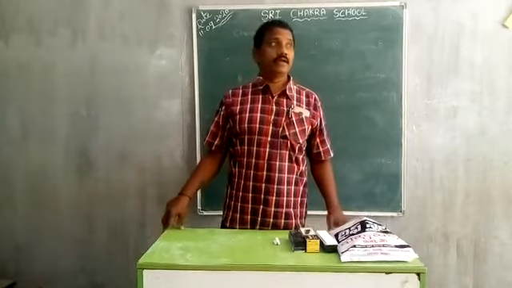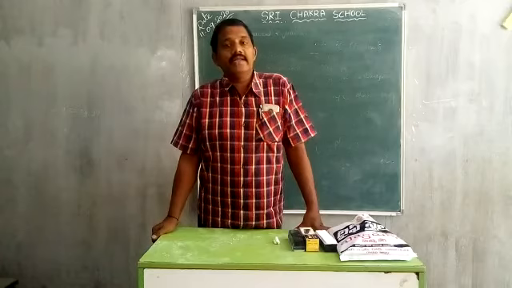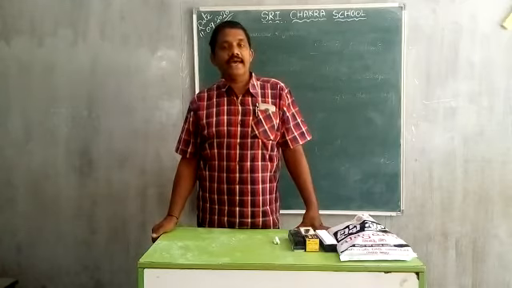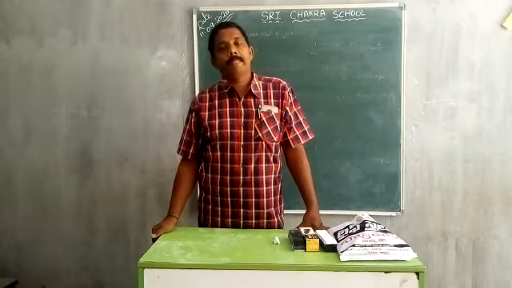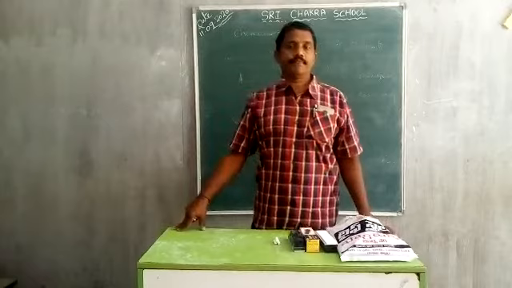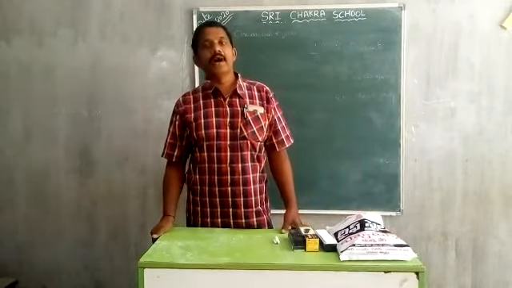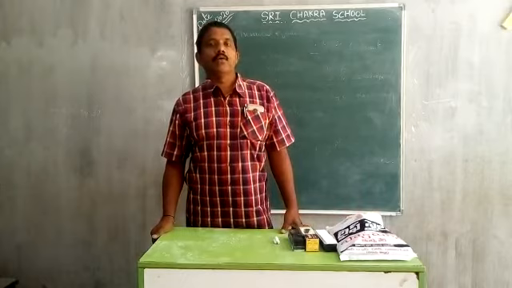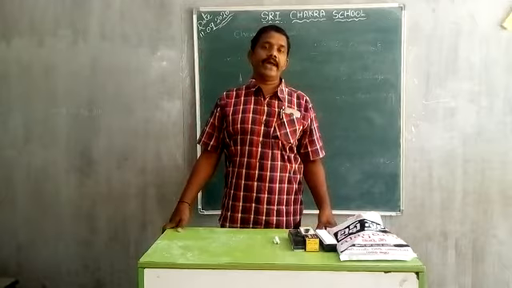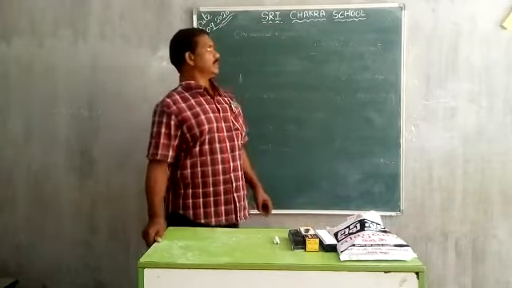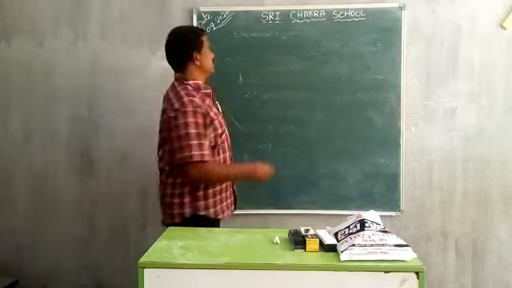Once again, let me say, matter is a material which has mass and occupies space. Matter is a material which has mass and occupies volume. Space means volume. That is matter, and already I told you it exists in three states.